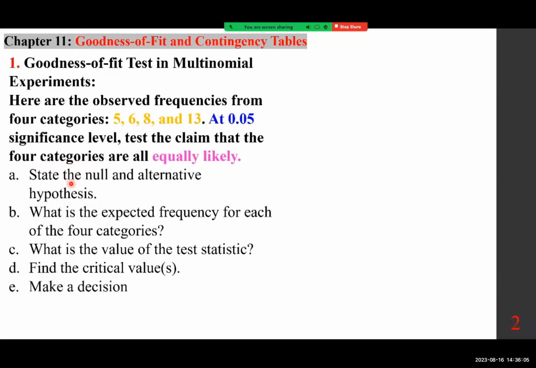A, state the null and alternative hypothesis. B, what is the expected frequency for each of the 4 categories? C, what is the value of the test statistic? D, find the critical values. E, make a decision. Perfect.